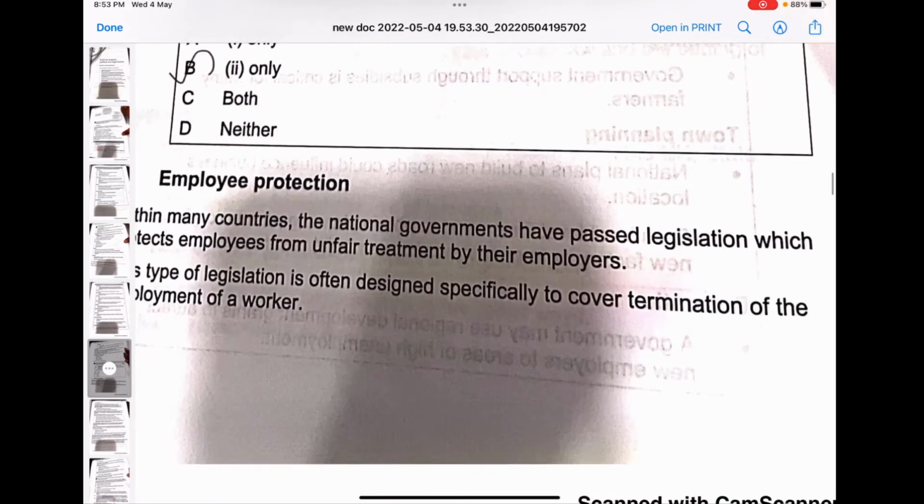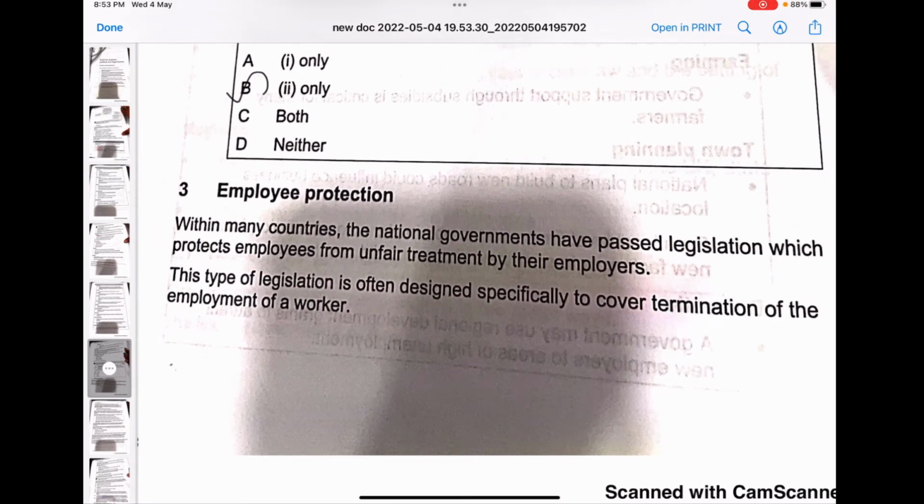Moving on, employee protection. Within many countries, the national governments have passed legislation which protects employees from unfair treatment by their employers. This type of legislation is often designed specifically to cover termination of the employment of a worker. So we have various employee protection acts in the UK as well as in other countries, but we're talking about the UK, to protect the rights of the employee and to prevent them from being unfairly terminated by the employer.